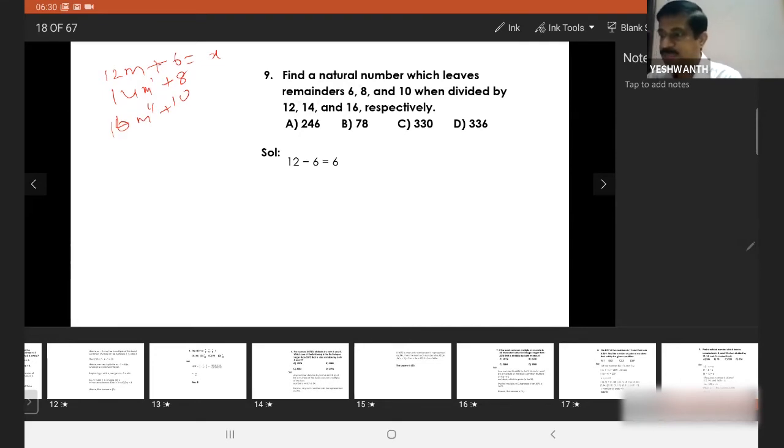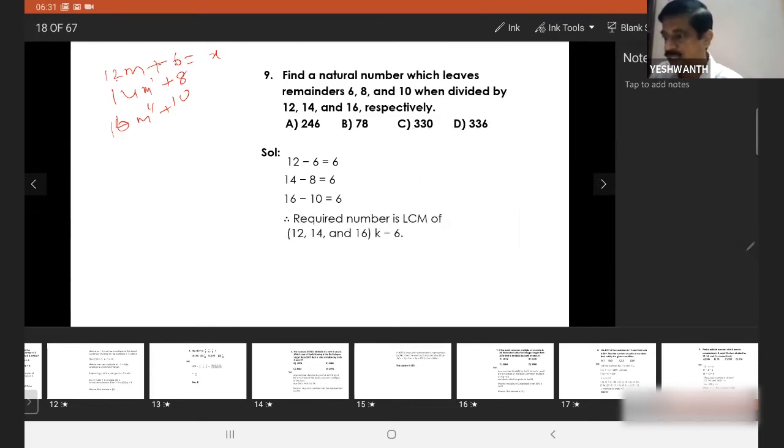See, that means when you divide that number by 12, you are getting remainder 6. So if you subtract them, you'll be getting 6. Similarly, when you divide it by 14, the remainder will be 8. You subtract it, you'll get 6. Then when you divide it by 16, the remainder is 10. So you subtract that, you'll get the answer as 6. So you see here, we have taken this. So 12 minus 6 will give you the value as 6. Okay.